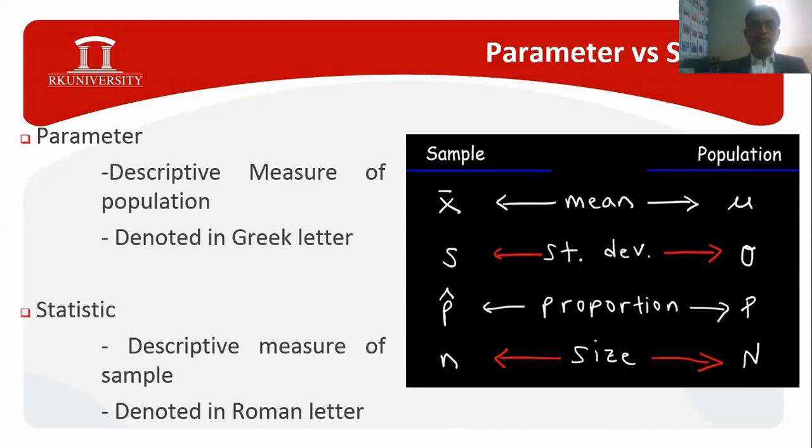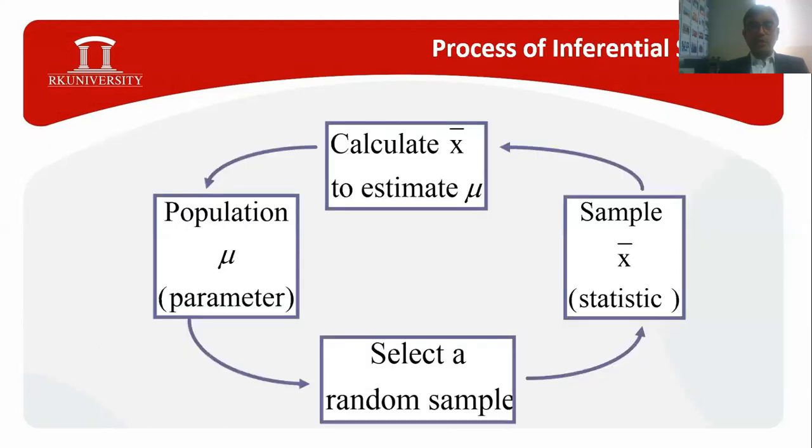Now, what is the relationship between parameter and statistic? In the process of inferential statistics, we generally select a sample and calculate a sample statistic. In this case, we have calculated x bar and use this sample statistic to estimate the population parameter, that means mu, right? So we can utilize a sample statistic to estimate the population parameter, and this is called the process of inferential statistics. That means to infer about the population parameter from sample statistics. So now I hope that you are clear about the process of inferential statistics. Now let's move on and learn some more fundamentals.